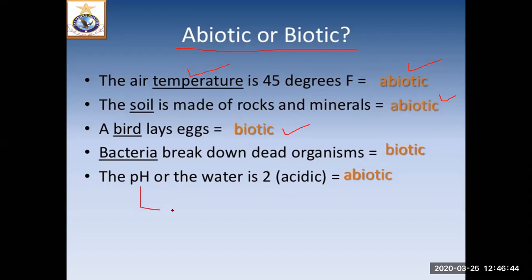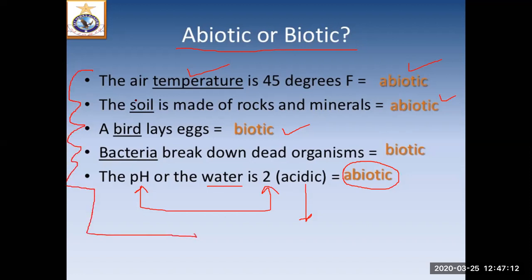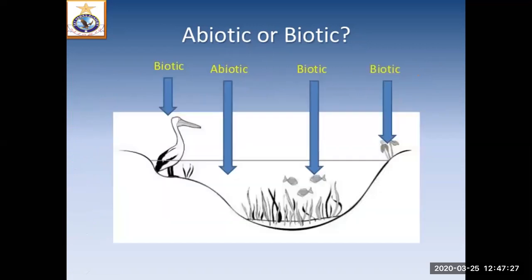So we will talk about the pH also, because it has a specific value. So we are using water and its pH value is 2. So its nature is acidic, and this is once again an abiotic factor. So all these are combining together and they are complementing each other just to make an ecosystem. These are components. We have given the examples of temperature, soil, bird, bacteria, and water, in which all these things are living. So let's see the next one.